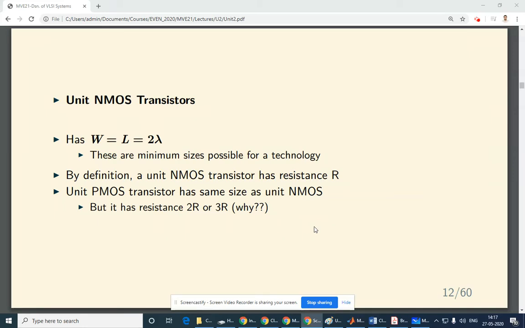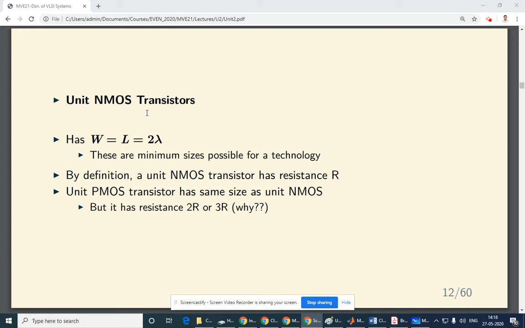Okay, so we will continue with our transistors and resistance, capacitance, and eventually the timing part. Just a quick recall, the most important concept so far is the concept of a unit transistor, unit NMOS transistor, which has W and W by L equal to 1. That means it has the smallest possible width and length, and by definition that NMOS transistor will have a resistance R, it will have a capacitance C.